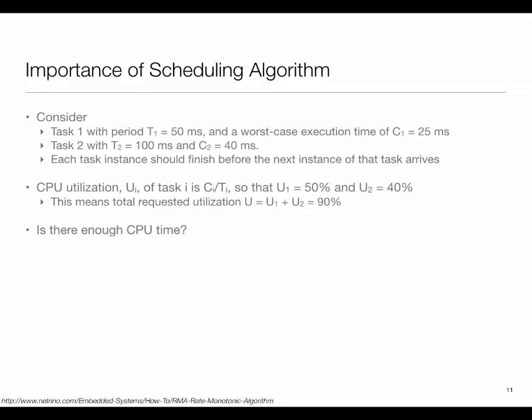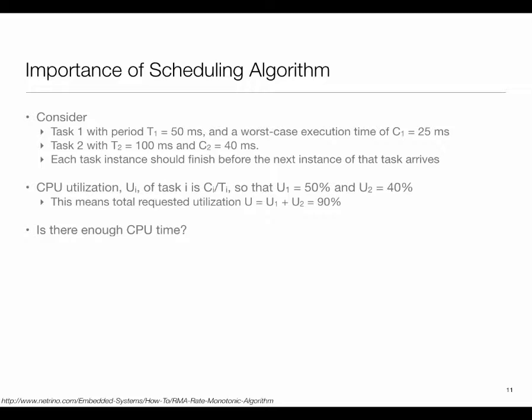If we find the processor utilization, we will see that task 1 has a processor utilization of 25 over 50, that's 50%. Task 2 has 40 over 100, which is 40%. You add them up, total requested processor time is 90%. And the question is, is the CPU fast enough to be able to schedule it? Since there are two tasks and we are operating in a priority-driven framework with statically assigned priorities, there are two choices. Task 1 is higher or task 2 is higher.